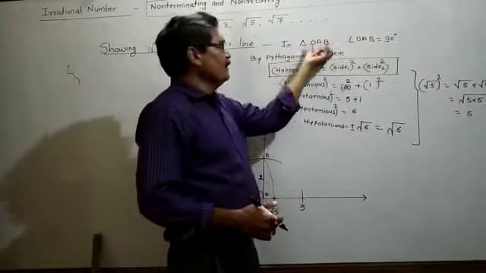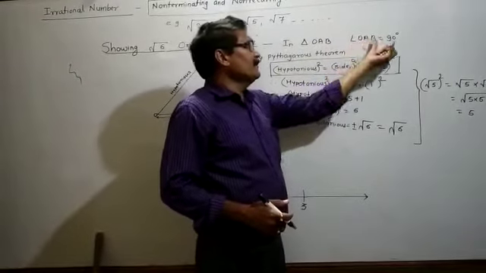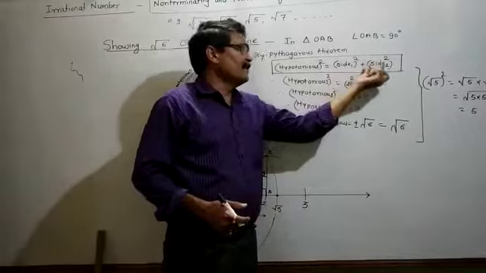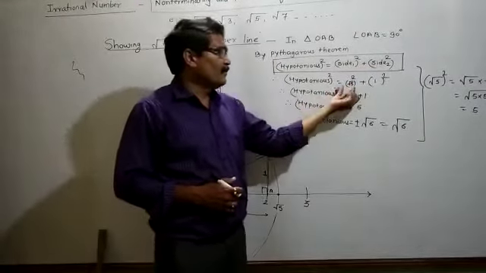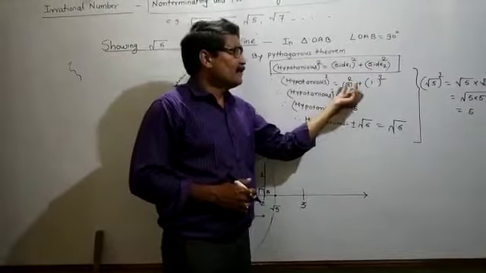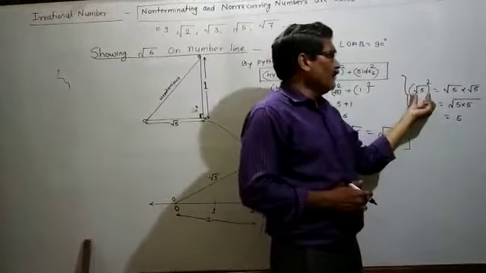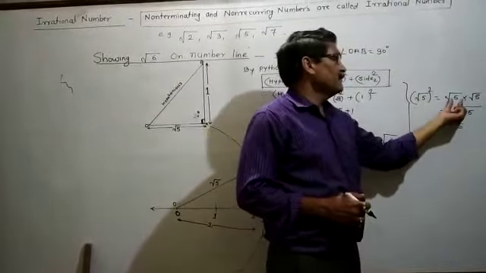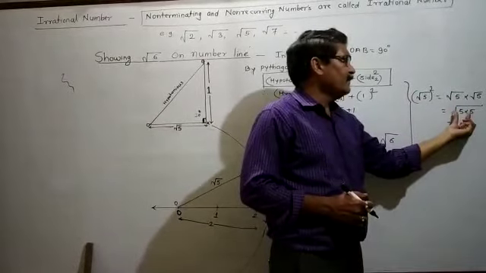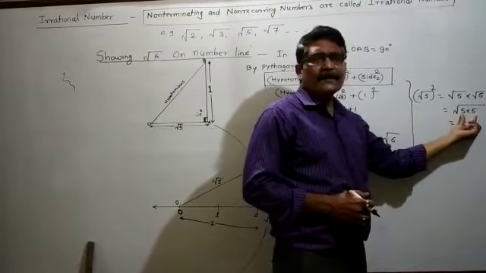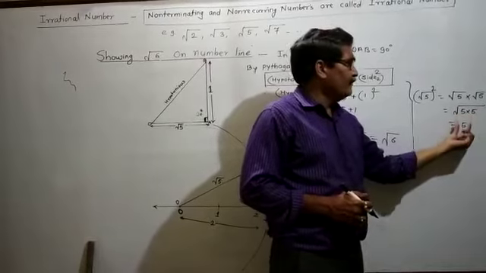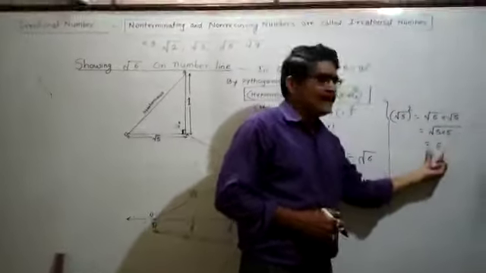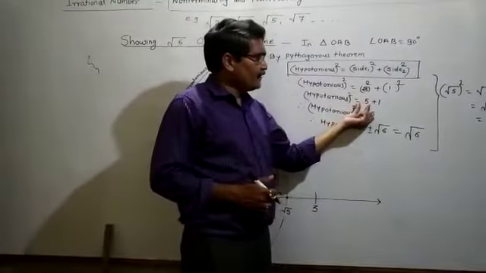In triangle OAB, angle OAB is equal to 90 degrees. By Pythagoras theorem, hypotenuse square is equal to side 1 square plus side 2 square. Square root of 5 square plus 1 square. Square root of 5 square means square root of 5 into square root of 5. In the same square root you have to write 5 into 5. If the same number is multiplied two times, one 5 will go outside, and square root of 5 square will come 5. So square root of 5 square is equal to 5.